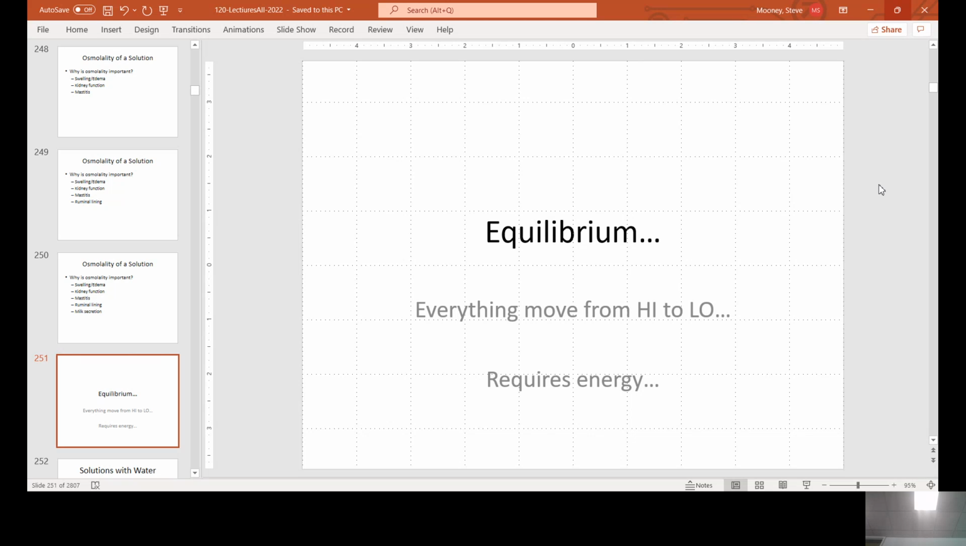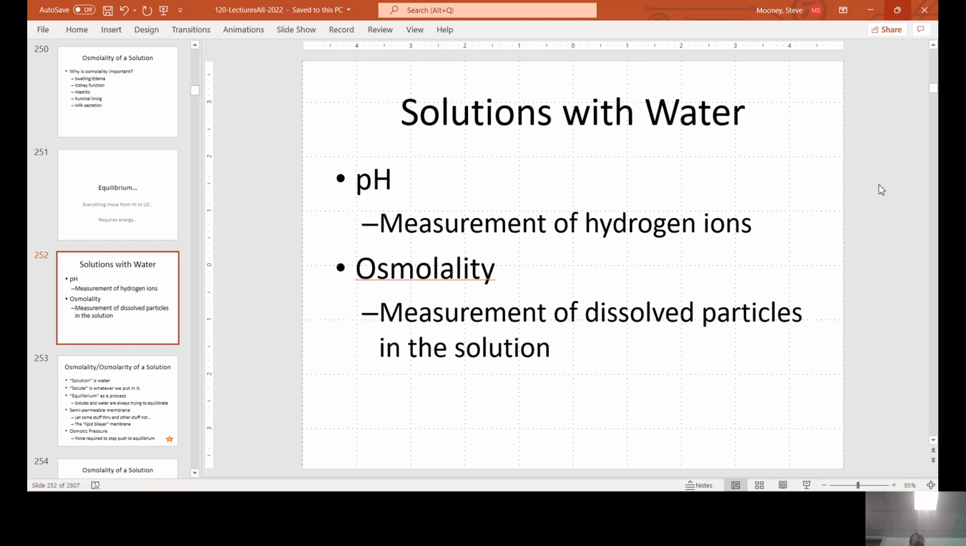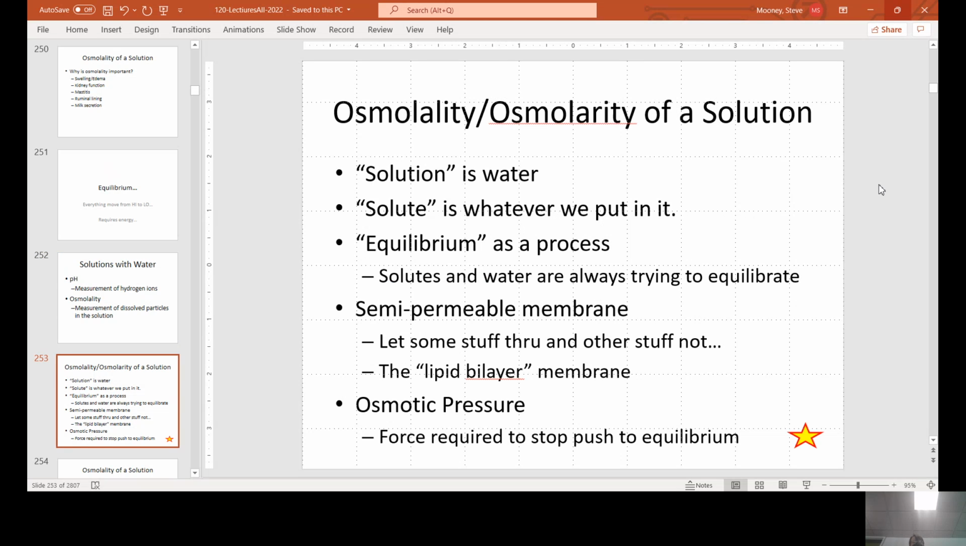What happens if we do achieve equilibrium in the body? Anybody know? We're dead. Our bodies are constantly fighting equilibrium, putting things in different locations. If we let that system break down, if all the membranes break down and we achieve equilibrium with our environment, we are dead. So we've talked about pH, osmolality. Any questions on osmolality?